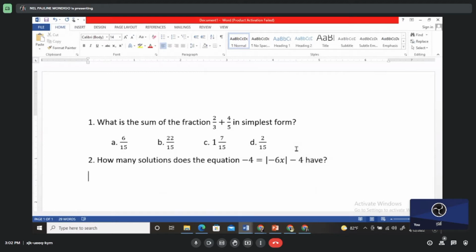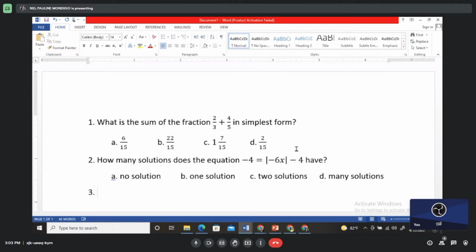So here, for letter A, no solution. Letter B, we're just typing words here. One solution, so we don't need to add an equation. Letter C, two solutions. And letter D, many solutions. So that's it for item number 2. Let us proceed to item number 3, and our topic here is rational expressions.